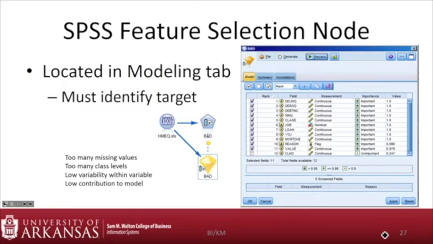So those are some of the reasons that we might get rid of variables. It's just a different way to do it with this different node. We have to have a target variable, and again, it gets rid of things with too many missing values or too many class levels, because they're not going to contribute to a model. We're going to play with these different software packages in the second half of class, but I like to have some screenshots so you can go back and get the big picture.